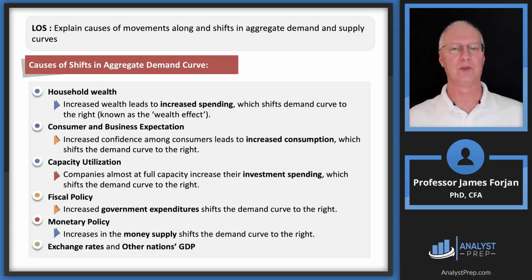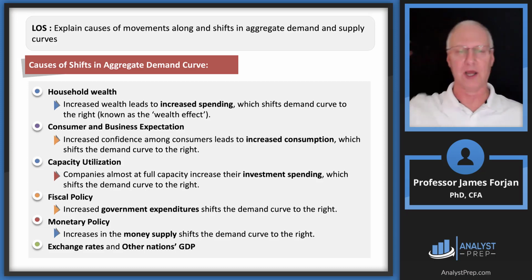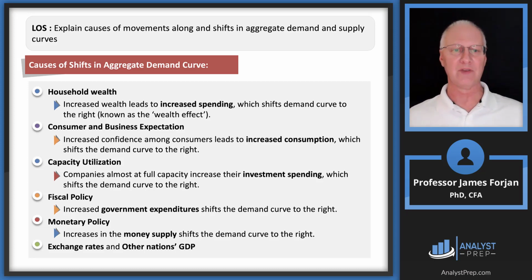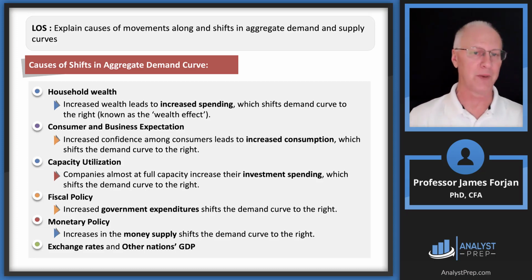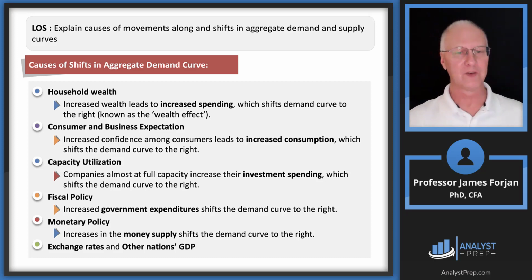I shouldn't have to go through these in too much detail. Household wealth, consumer and business expectations, capacity utilization. All right, so what does this simply mean? That means that if businesses are making investments in positive net present value projects, that probably means those employees are generating more household income, and hopefully tax policy is not so onerous that it's reducing disposable income. So we'll make the reasonable assumption that income and disposable income are increasing.